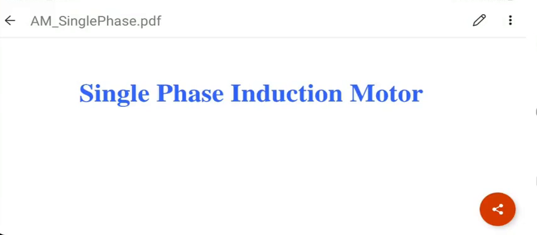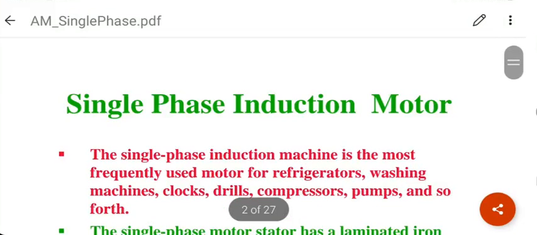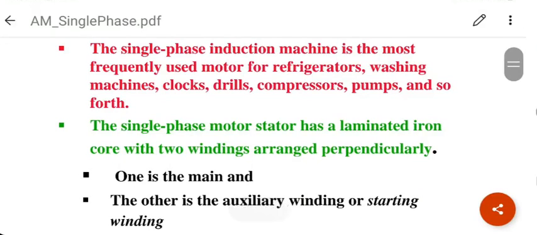Of course, the fan that you have in your rooms does not need any external push because things have been done internally to get it started. This is the most frequently used motor for refrigerators, washing machines, clocks, drills, compressors, pumps, ceiling fans. They have not mentioned it here.